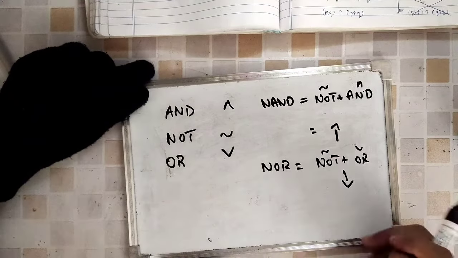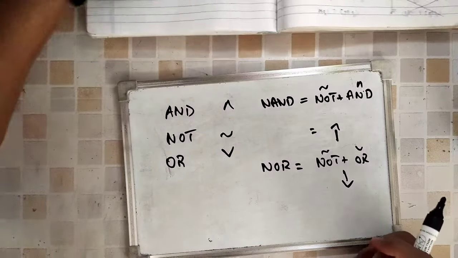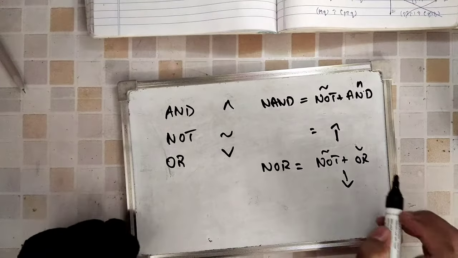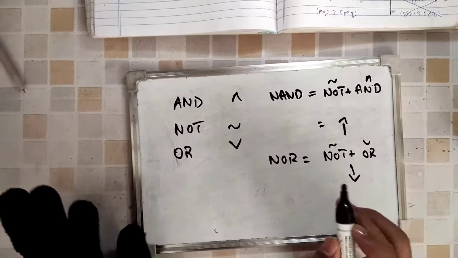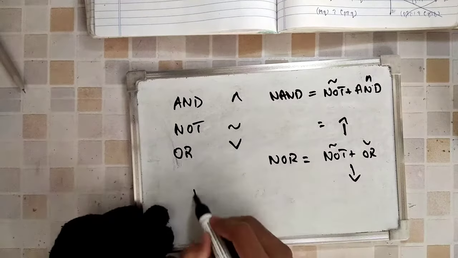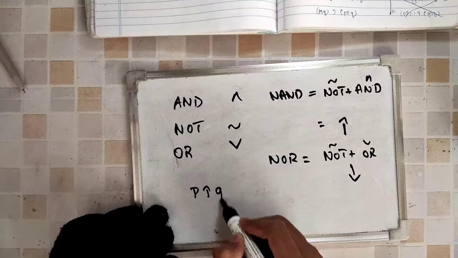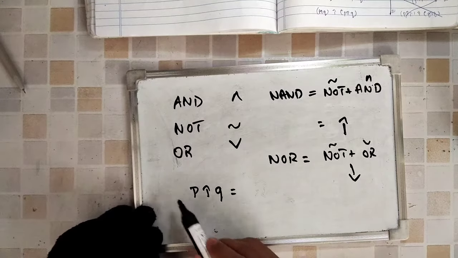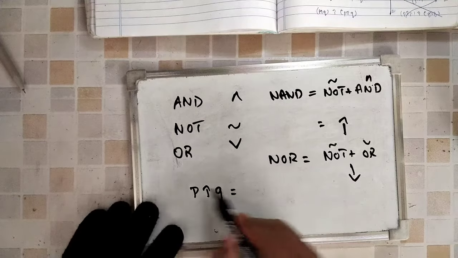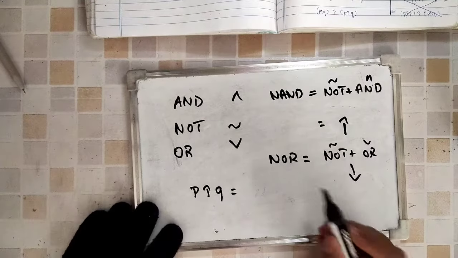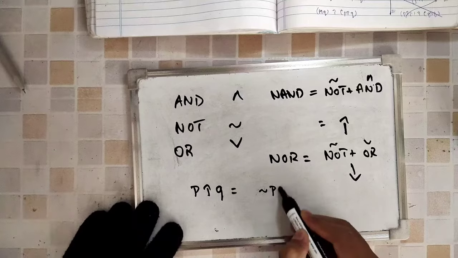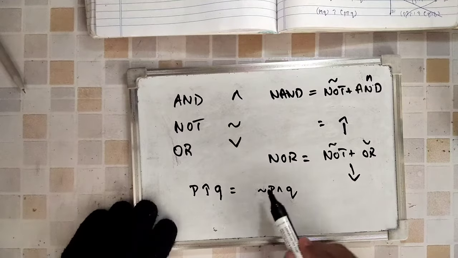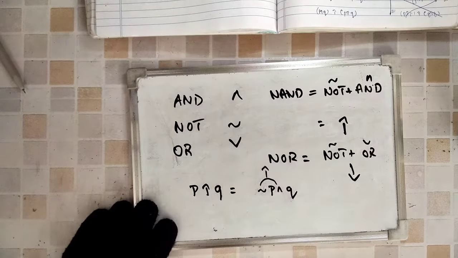Okay, so they might ask what is NAND, what is NOR. So now if we have P NAND Q, this we can write as not P and Q. Okay, because it is a combination of negation and, right. So negation of P and Q. This combination can be written as arrow mark. So P up arrow Q. Okay, so you can write like this.